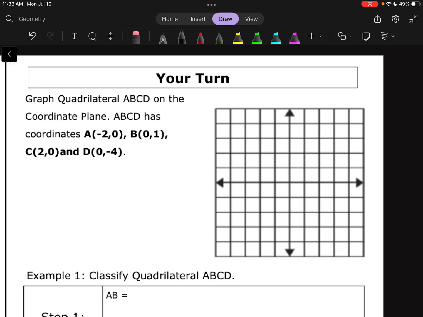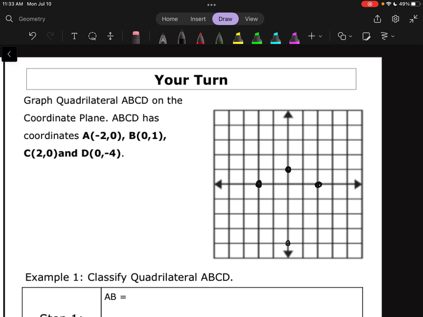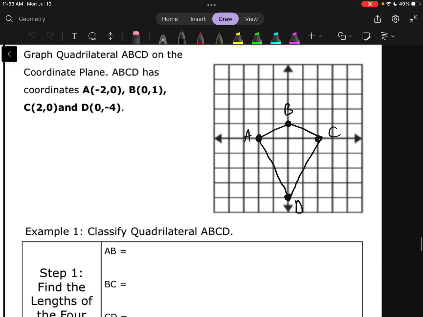All right, so let's see here. A is at -2, 0. B is at 0, 1. C is at 2, 0. And D is at 0, -4. So A, B, C, D. All right, so step one here, we got to check out the distances on these sides. And let's see what happens here.